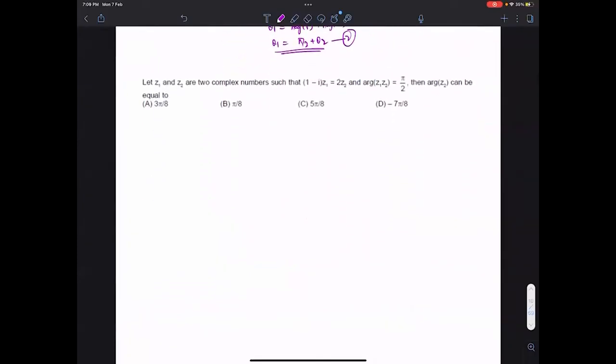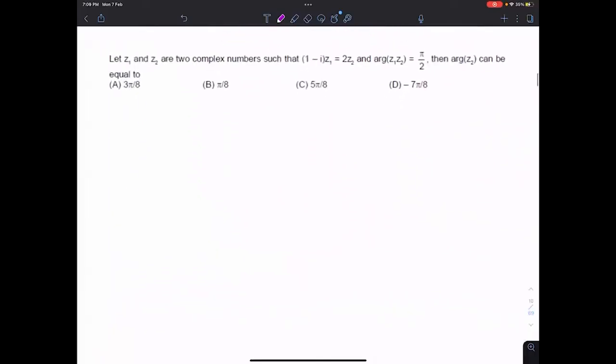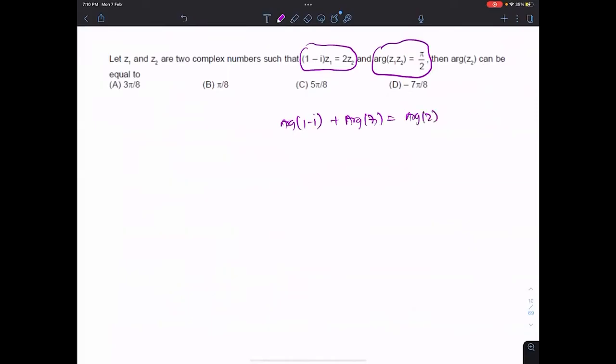Okay. Next one. Same way, another question is given. Theta 1 plus theta 2 is pi by 2. Same model. Now apply argument on both sides here. If you apply argument on both sides, then argument of 1 minus i plus argument of Z1 is equals to argument of 2 plus argument of Z2. That is what you get.